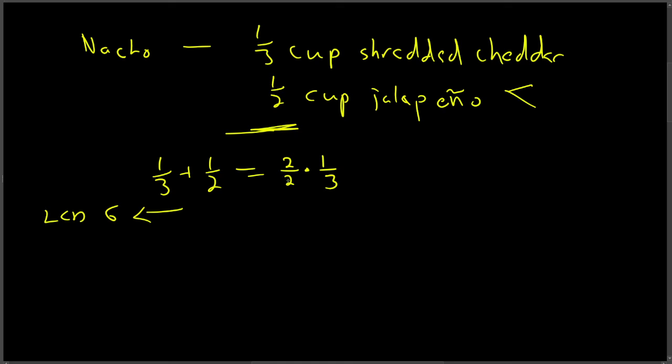So 2 over 2 is 1, and that's going to give me a common denominator of 6. To get a common denominator of 6 here, I have to multiply 1/2 by 3 over 3. So I get 2/6 plus 3/6, or 5/6. And so I'll be making 5/6 cup of cheese as I go through.